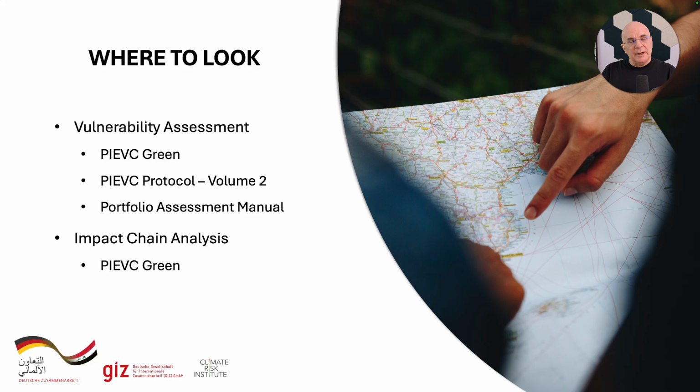Where would you find information on the procedures used in Privacy Green? For vulnerability assessment, you can look at the Privacy Green itself, but also Privacy Protocol Volume 2, the supplemental procedures, and the Portfolio Assessment Manual that uses very similar procedures. For impact chain analysis, we use Privacy Green.